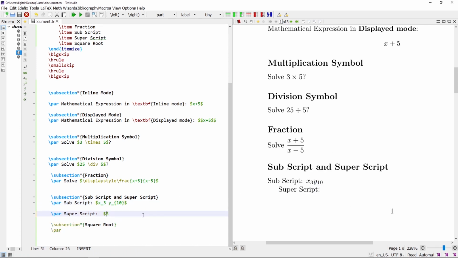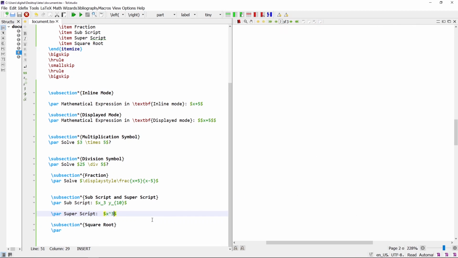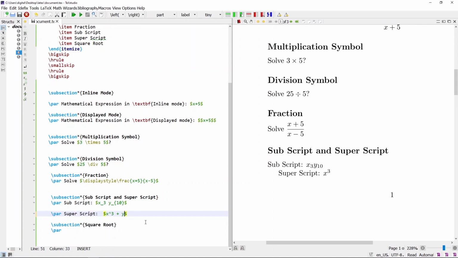Similarly, to write the superscript, x hat 3, x to the power of 3 is coming here. Similarly, to write more than one character in the power, enclose it in the curly brackets. y hat {23}. y to the power of 23 is shown here.